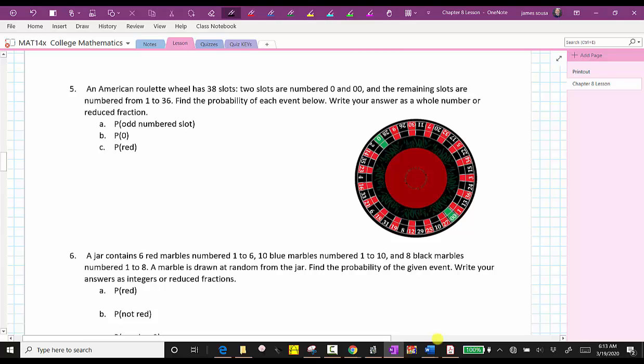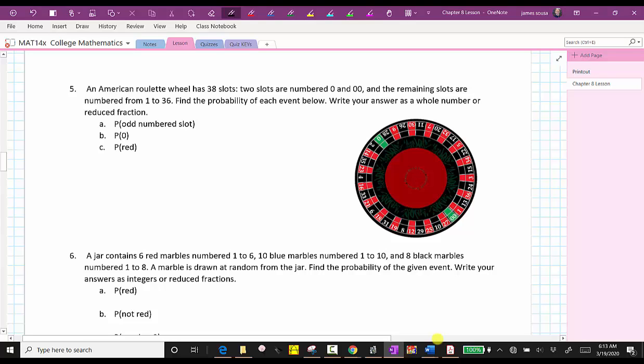Number 5 involves an American roulette wheel, pictured here below. The way this works in a casino is this spins around, there's a single ball on the wheel, and then when the wheel slows, the ball lands in one slot. And there are a total of 38 slots. 2 are numbered 0 and 00, which are green. The remaining slots are numbered from 1 to 36. Half are red and half are black. We're asked to find the probability of each event below and write the probability as a reduced fraction. So for part A, we want the probability the ball lands on an odd numbered slot.